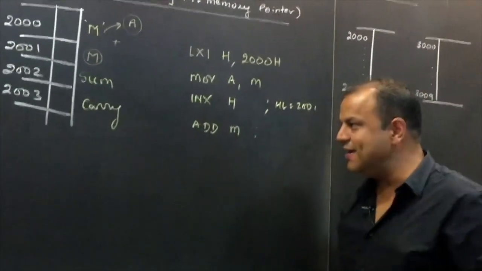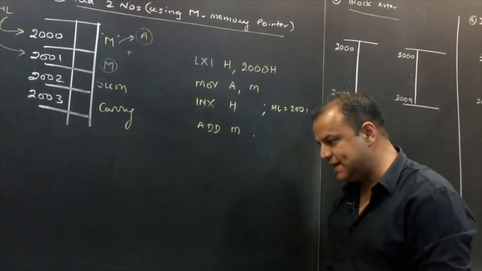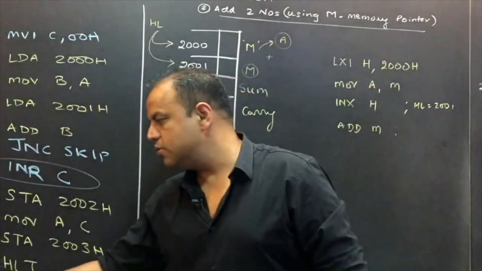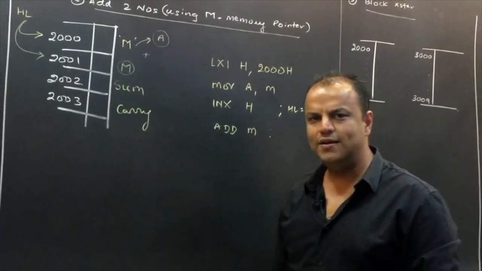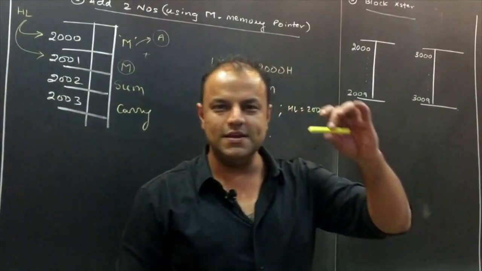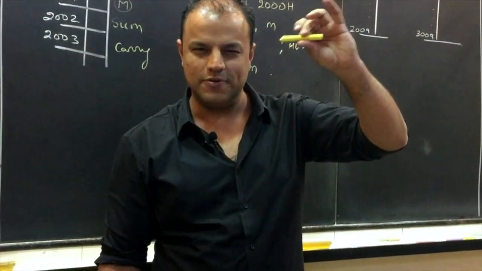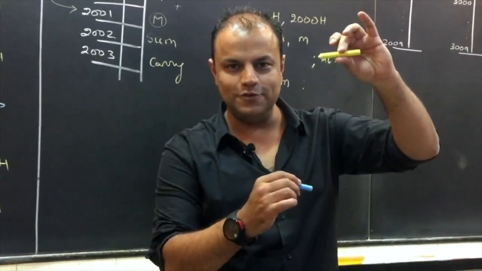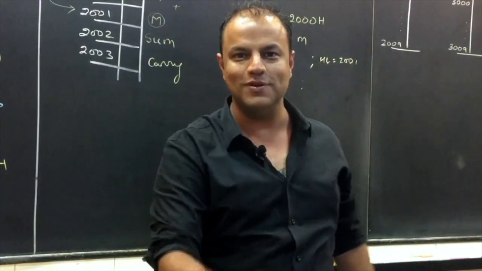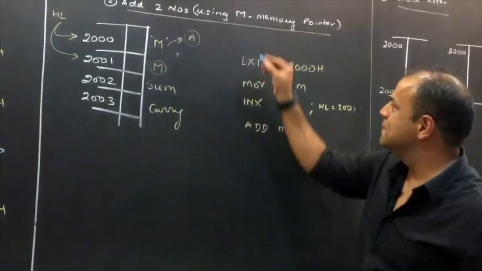Now what? When you added them, the answer has come in A. What does A have? The sum. Now you want to look for the carry. The same trick. Don't look that side, no cheating. How do you handle carry? Come on, tell me. Initialize a register like C with the value 0 right in the beginning of the program. If there is a carry, increment C. If there is no carry, skip that line. Just jump over that line. Remember that or no? Come on, same thing.